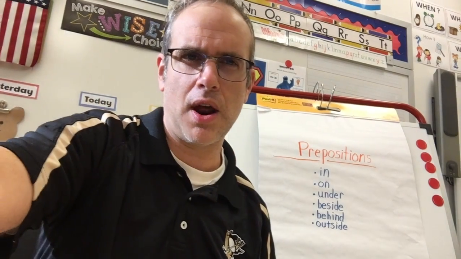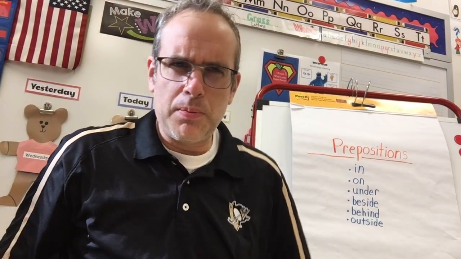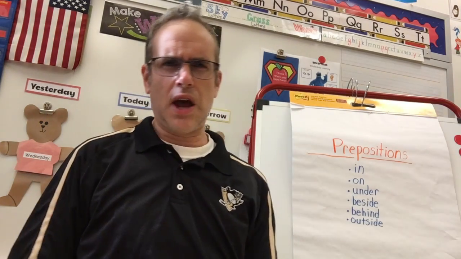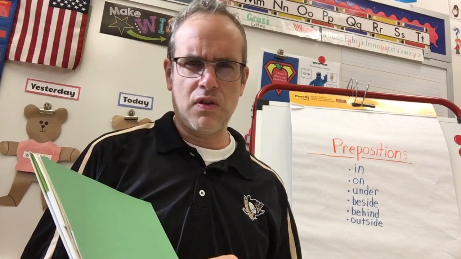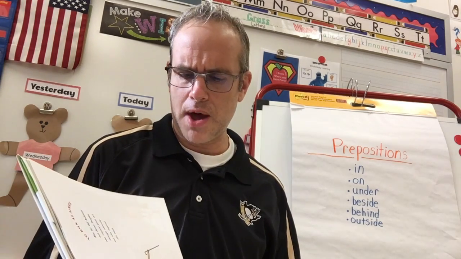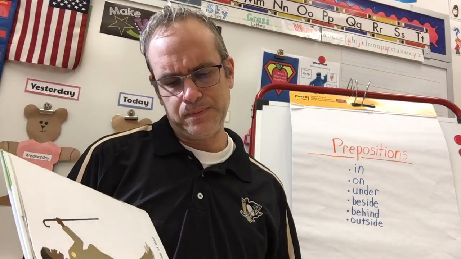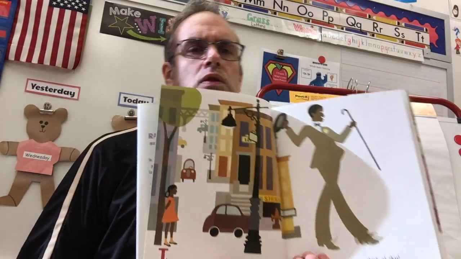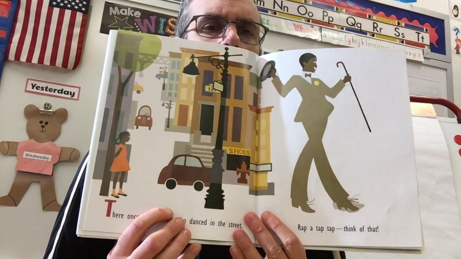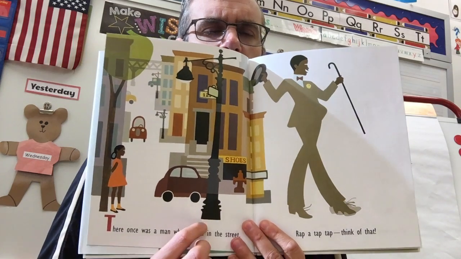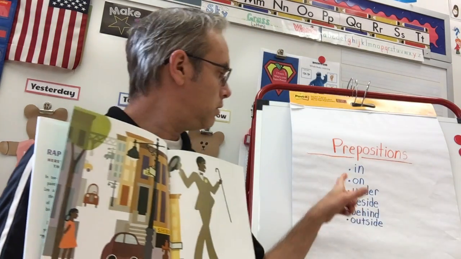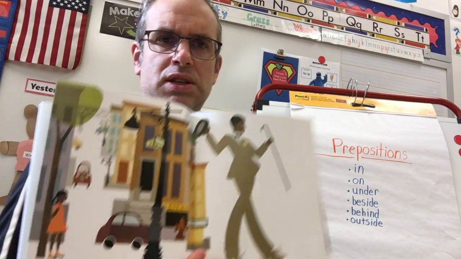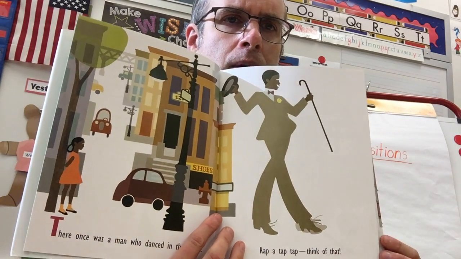So I want to look in our book and see where Bojangles is throughout the story, and talk about how the author uses prepositions to describe where he is at, and what he's doing. Okay, so let's see. All right, so here he is. He is in the street. It says danced in the street, and in was one of our prepositions. He's in the street.